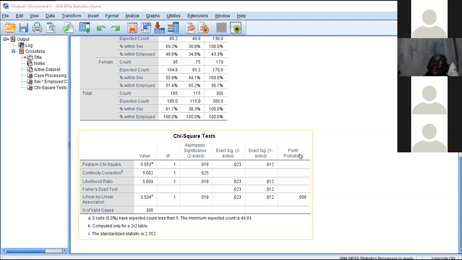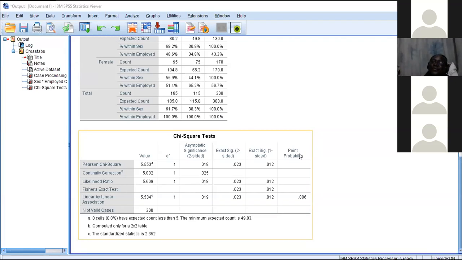But if it is less than 5 in 2 out of 6, that is now 33.3%. Can you see? If it is 8 cells, one cell is 12.5%. Expected value less than 5 in 1 cell is still valid. But if it is 2 cells, that will be 25%, and it will not be valid. So when you have maybe 10 cells, having 2 cells less than 5 is still valid.